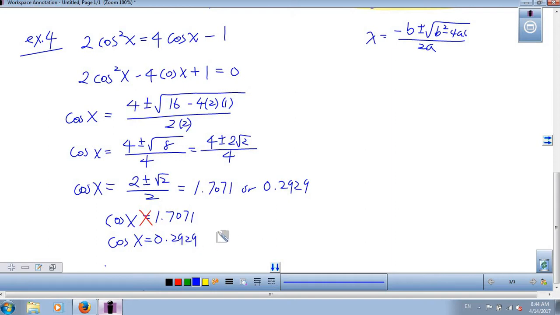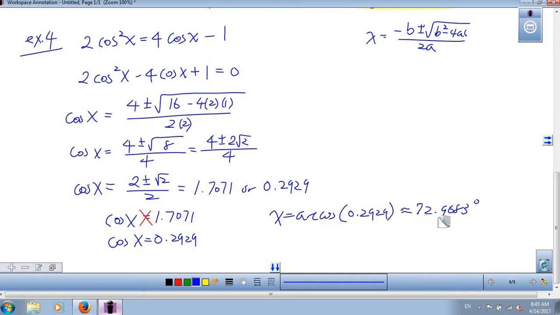So how do we get back to the angle x, or the value of x? What we need to do is use arc cosine. So x would be equal to arc cosine of 0.2929. Let's take a look at what we get when we do this. We will get approximately 72.9683 degrees.